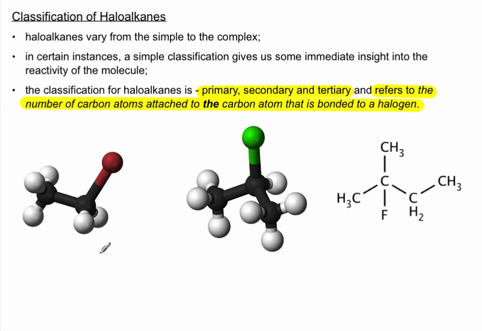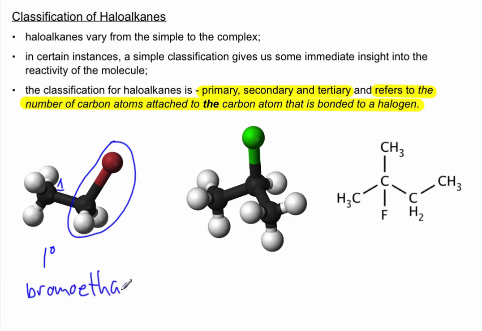So here is my haloalkane. Here's my functional group, the halogen attached to the carbon. So how many other carbons is it attached to? Well, it's only attached to one other carbon. Here it is, this carbon here. No other carbons attached, so that's known as a primary haloalkane. And if that's a bromine, it is just bromoethane. So bromoethane is a primary haloalkane because the carbon bonded to the halogen is bonded to a single other carbon only.